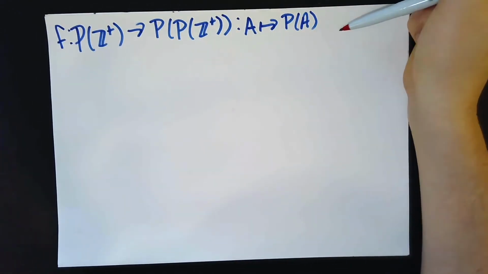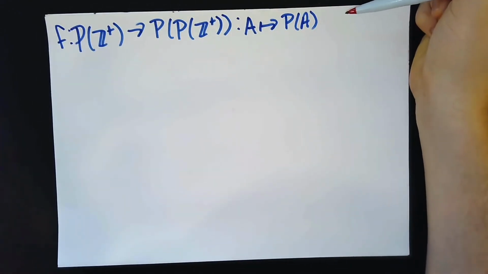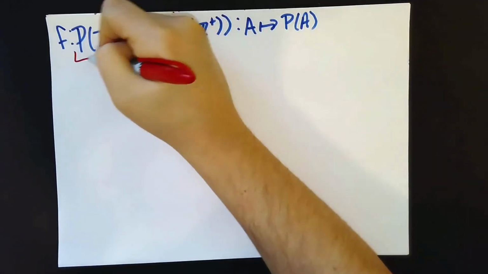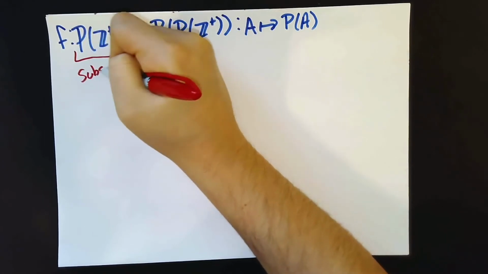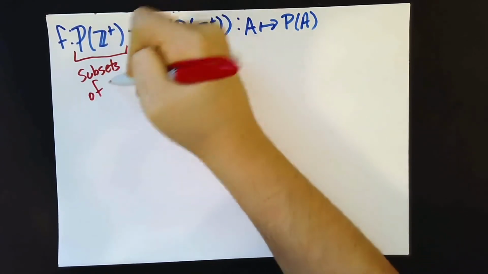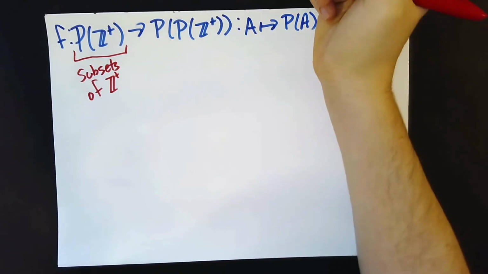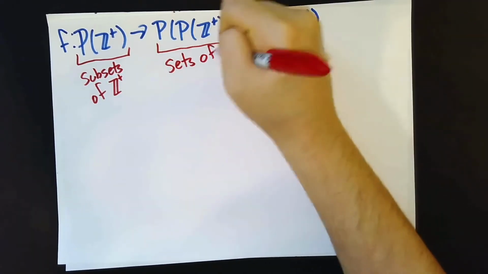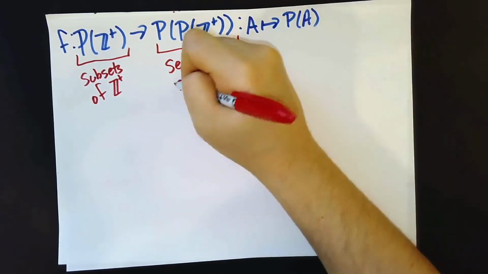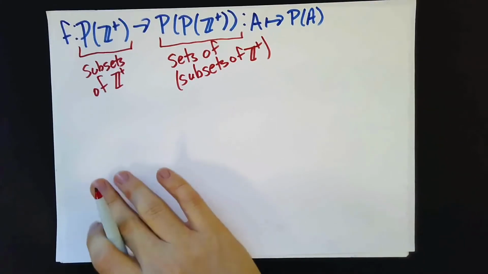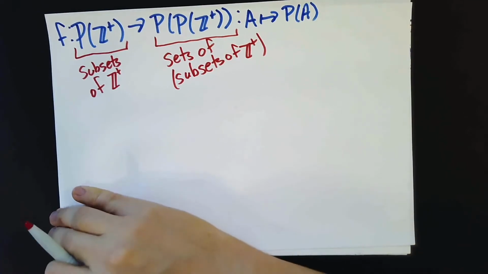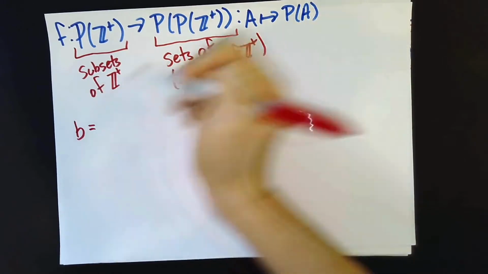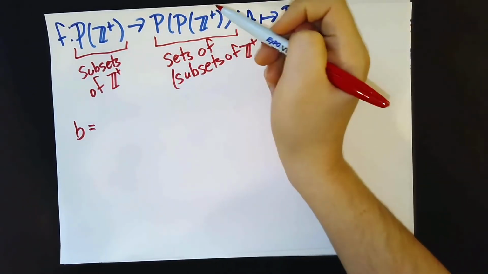So this is definitely not one where you can look at it and immediately go, oh yeah, I see what's going on, because this is going to take a bit to think about. So let's just write down what are elements here. They're subsets of the positive integers. And so what are elements here? Elements here are sets of subsets of the positive integers. So, like in the last example where it was a little hard to understand what was going on, I might just pick a very random element of the codomain.